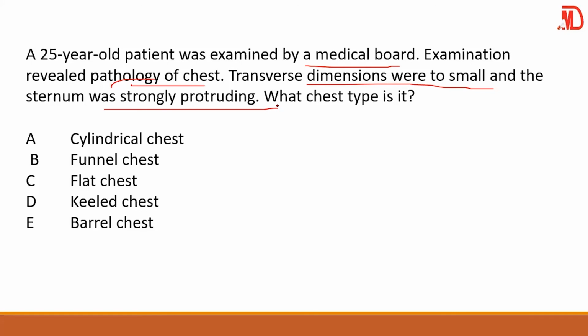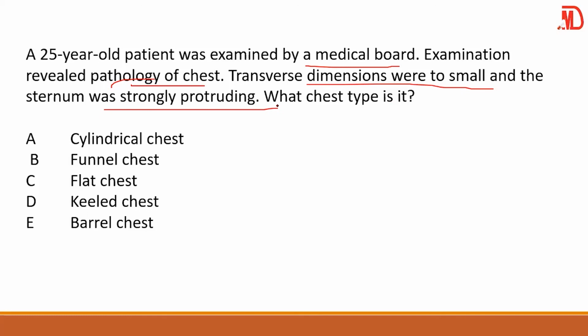Now, in a funnel chest, there is a structural deformity of the anterior thoracic wall in which the sternum and the rib cage are shaped abnormally. It is sunken. So a sunken appearance of the chest is what we call the funnel chest, the funnel-shaped chest.